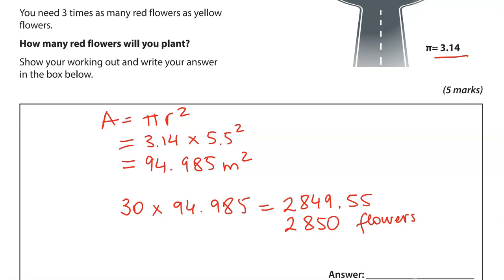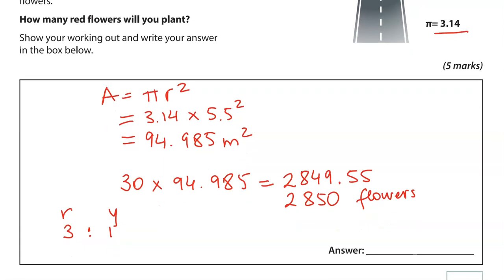But we're told you need 3 times as many red flowers as yellow flowers. So red, yellow, you need 3 times as many red as yellow. So ratio is 3 to 1. And that is 4 in total. 3 and 1 makes 4.